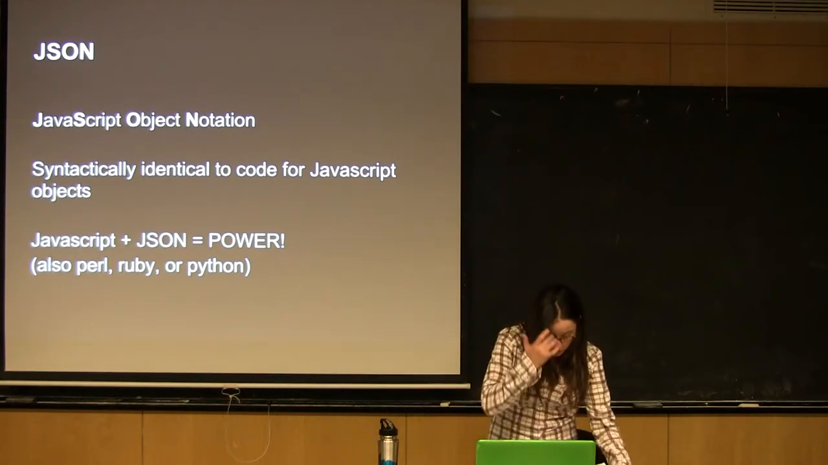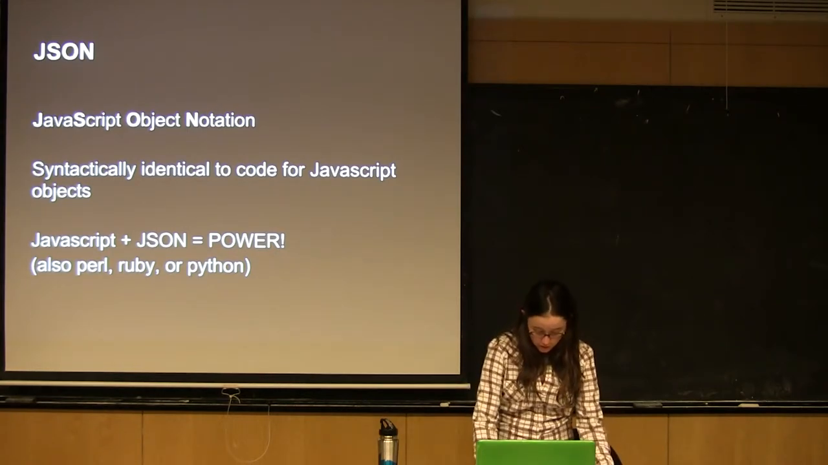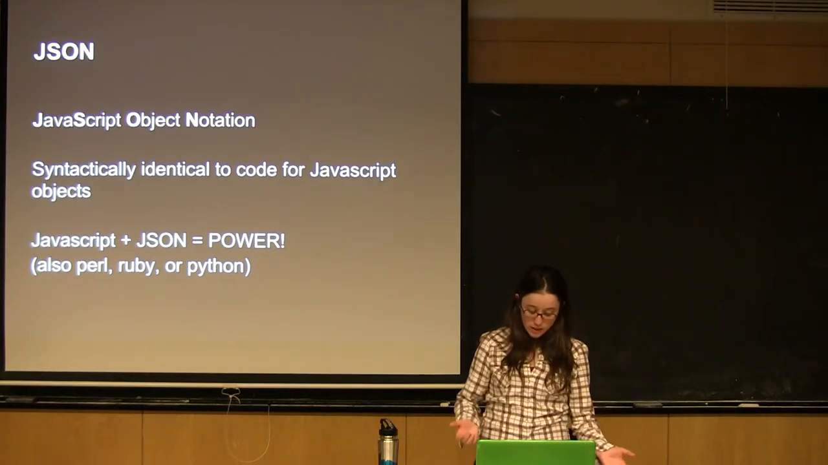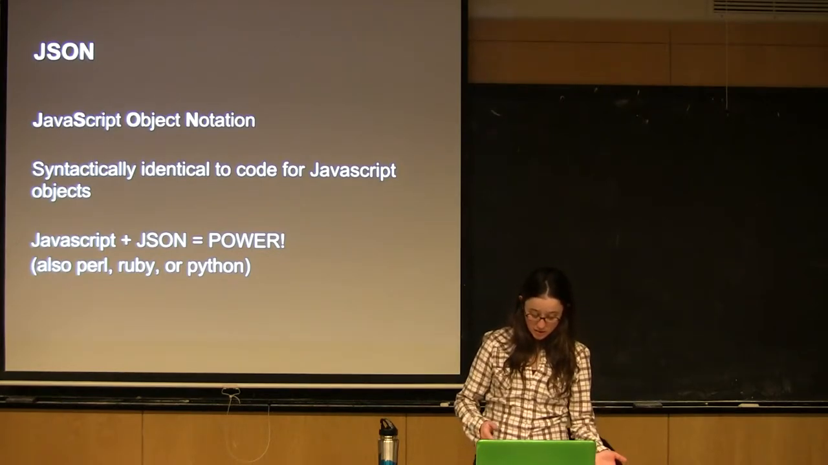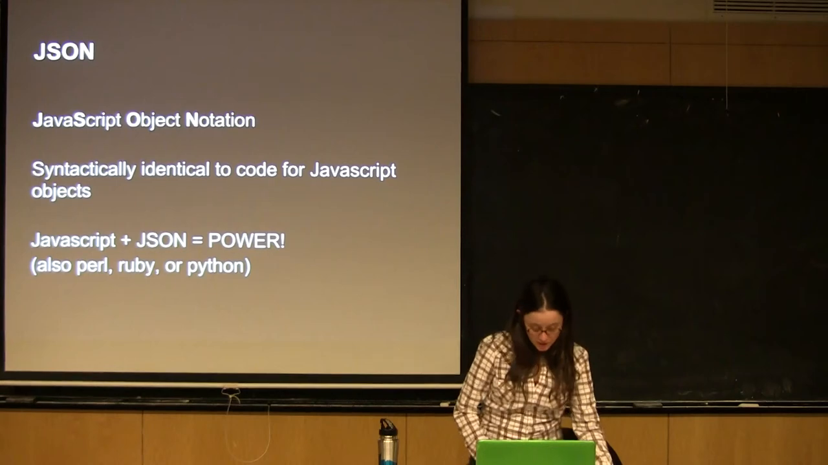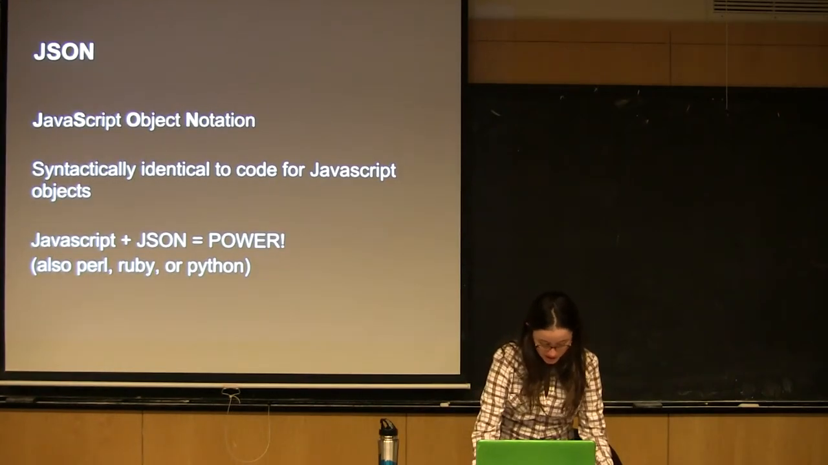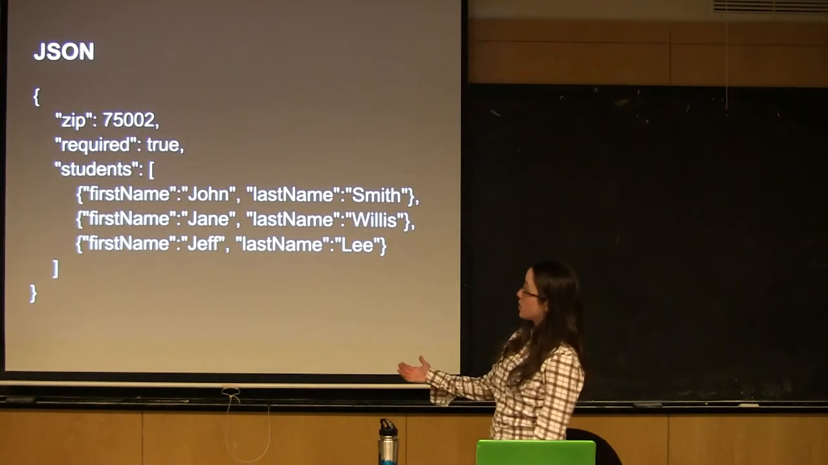All right. And fun fact, it was started in 2001 at a company called State Software. So this is what JSON looks like. We already saw some earlier.